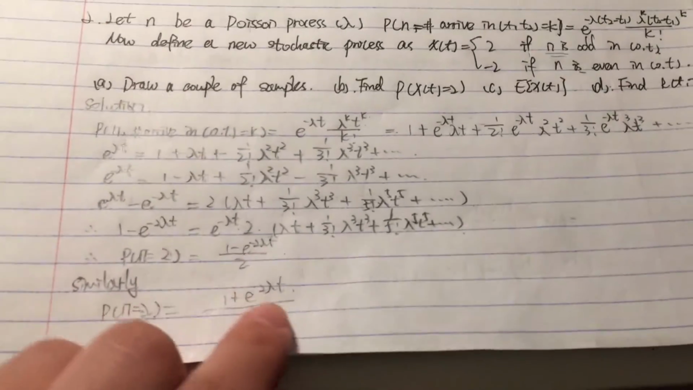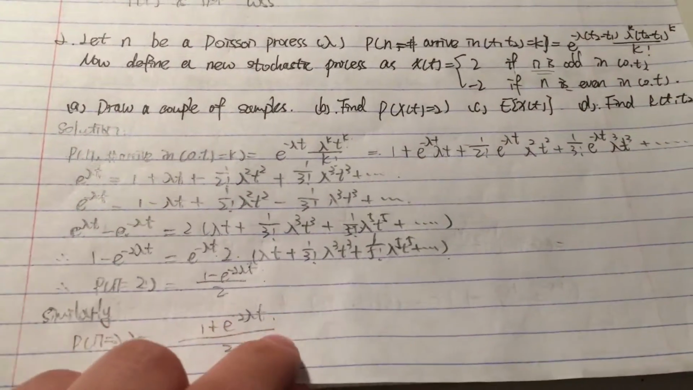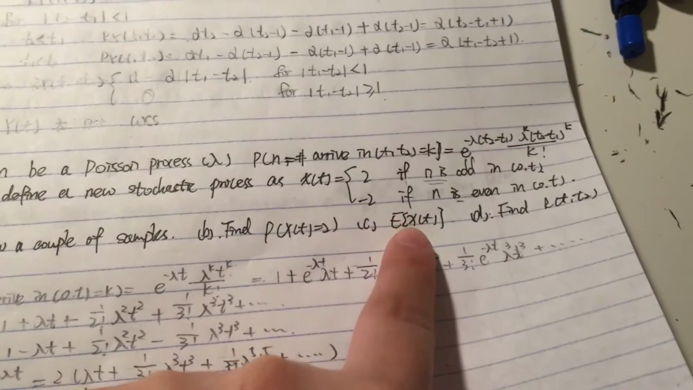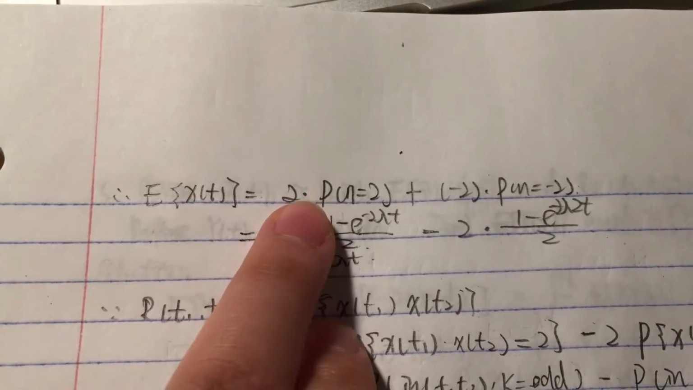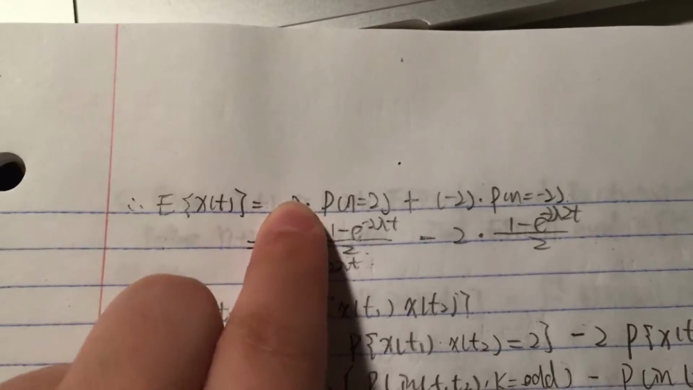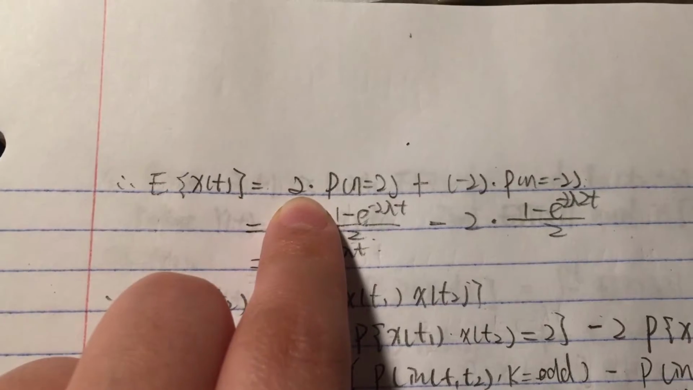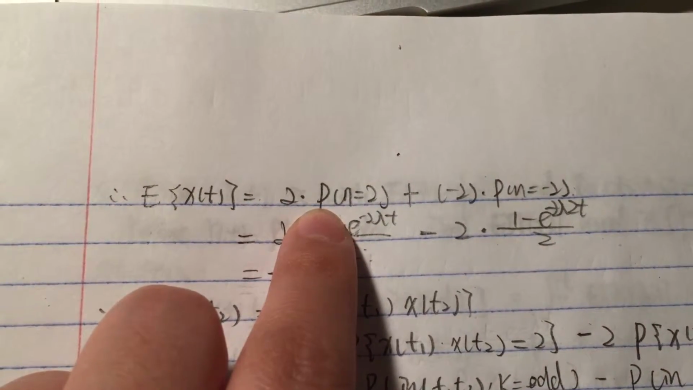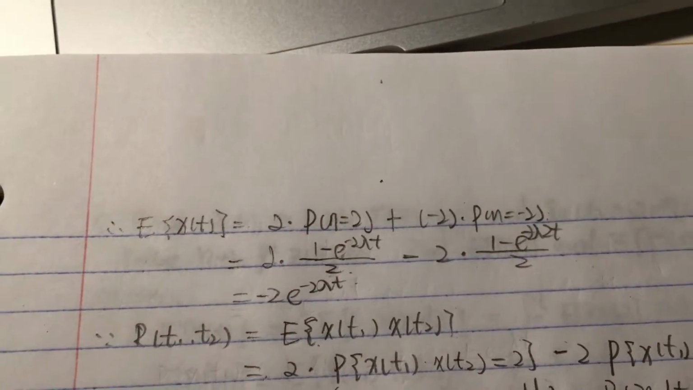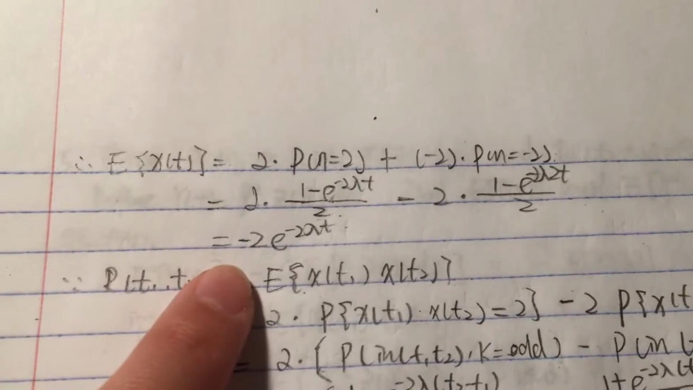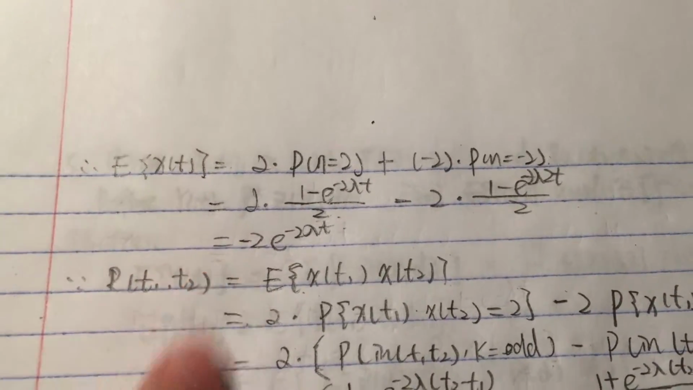From the result that we just calculated, we can get the mean value of X(t). The mean value of X(t) is calculated as 2 times the probability that X equals 2 plus minus 2 times the probability that X equals minus 2. After calculating, it equals minus 2 times e to the minus 2 lambda t.